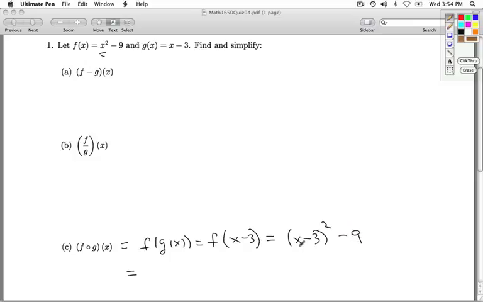And so to simplify, we can multiply that out. We get x squared minus 6x plus 9. And then we have subtracting 9, and so we get x squared minus 6x. And that'll do it for part C.